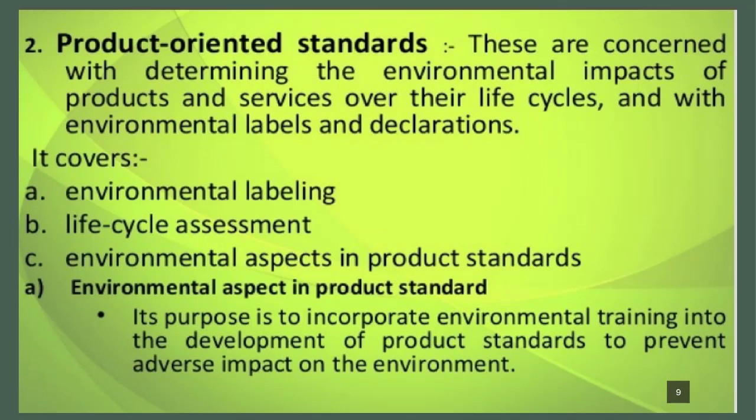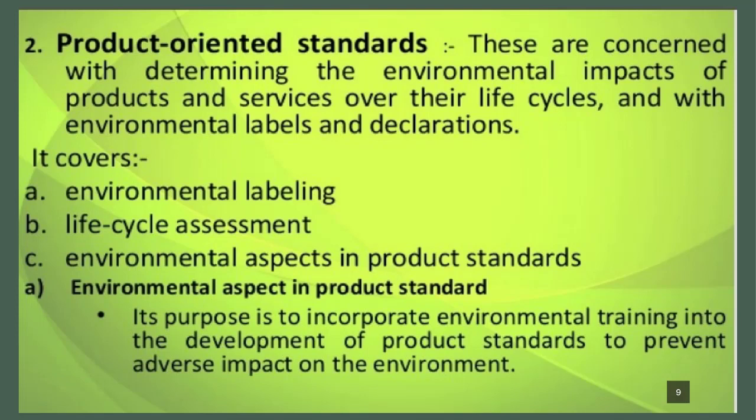Next, we have finished our organizational evaluation standard. Under that, we have seen environmental management system, environmental auditing, and the last one, environmental performance evaluation. Next, we will start with product oriented standards. Product oriented standards again cover three important criteria, that is environmental labeling, life cycle assessment, and environmental aspects in product standards. So what are product oriented standards?